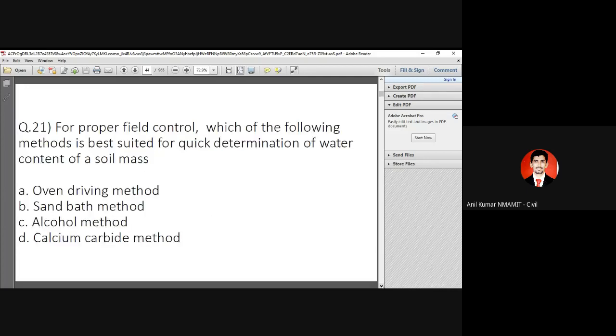Okay, next question. For a proper field control, which of the following methods is best suited for quick determination of water content of the soil mass? Fine. Think and answer. For a proper field control, which of the following methods is best suited for quick determination of water content of soil mass? We'll have this answer now.